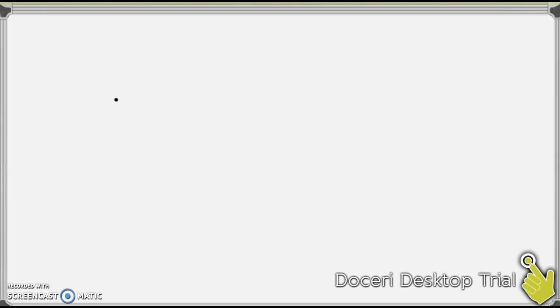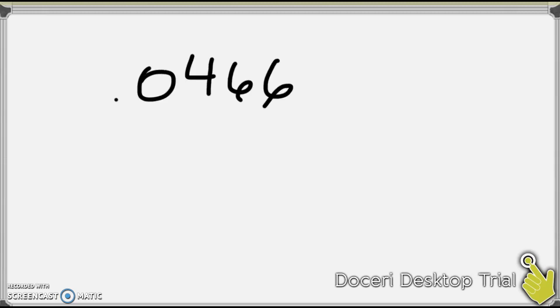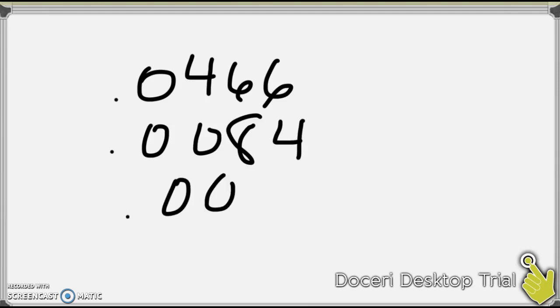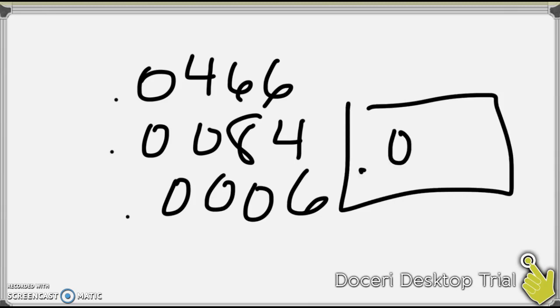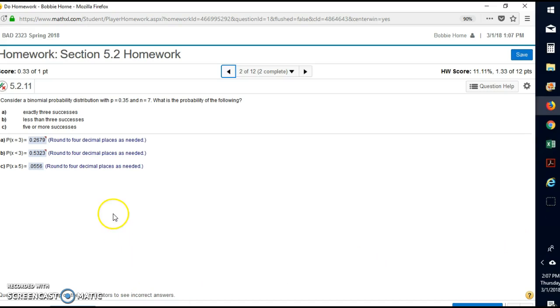So now we need to add those up. So we had 0.0466, and we had 0.0084, and we had 0.0006. And if you add them up, you get 0.0556. So the probability that x is greater than or equal to 5, the probability of x equals 5, x equals 6, and x equals 7 added together, is 0.0556.